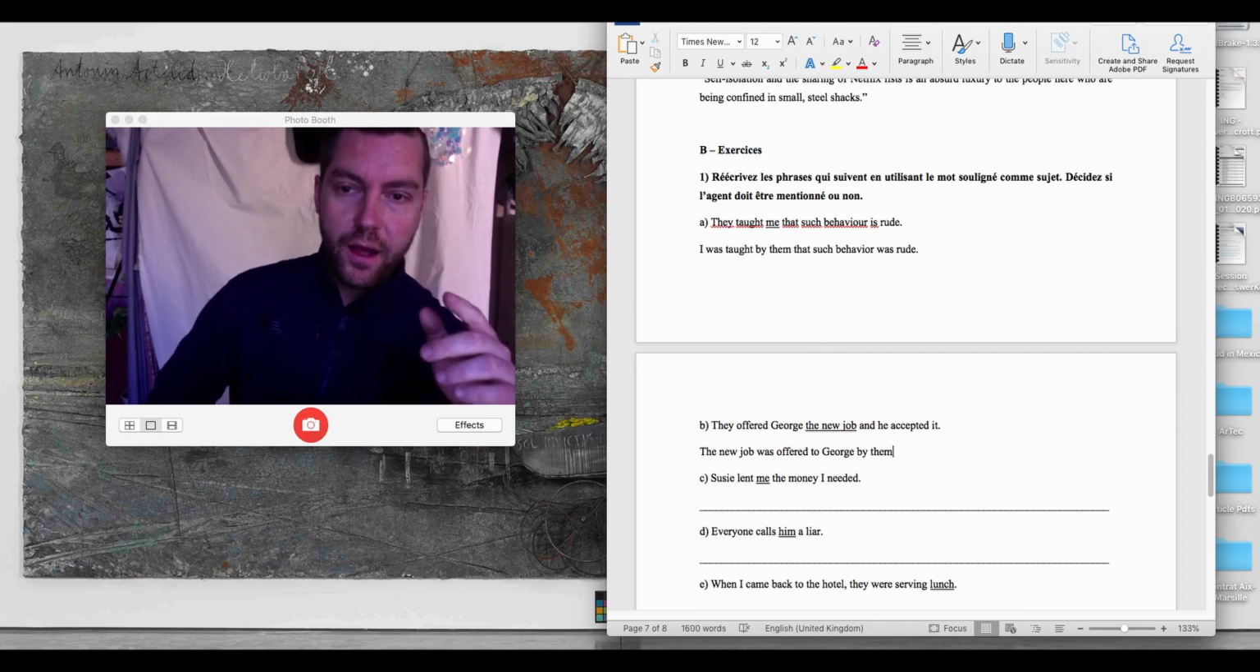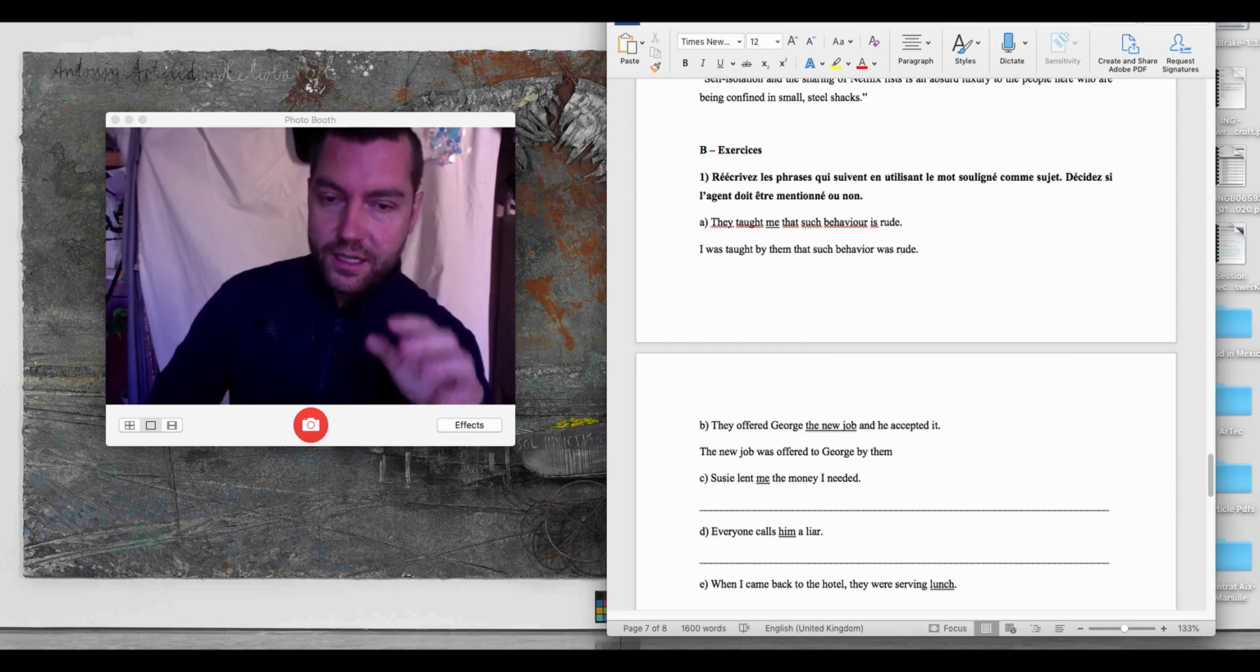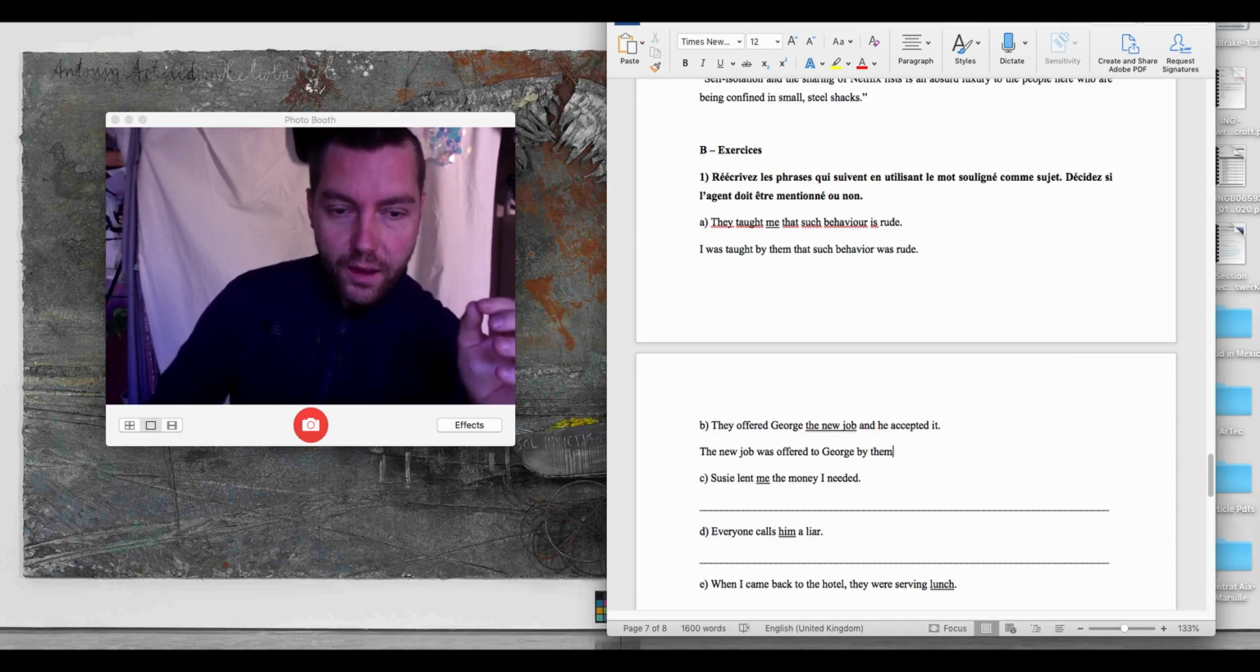So they offered George. Ils ont offert George un nouveau poste, un nouveau job, et il a pris. Il a accepté. Ils ont offert George. They offered George.